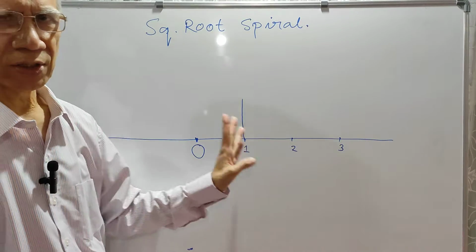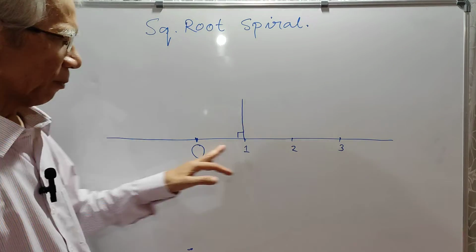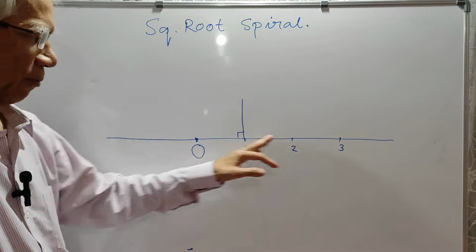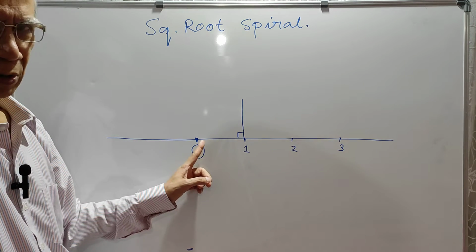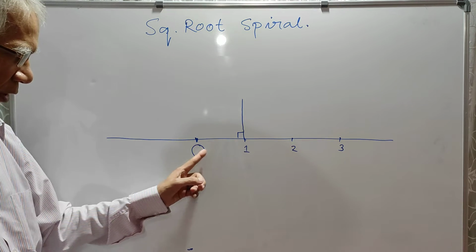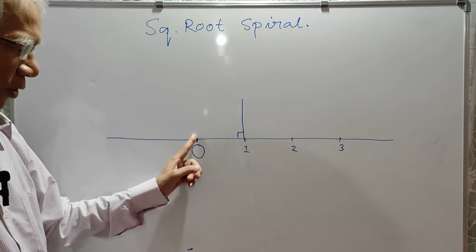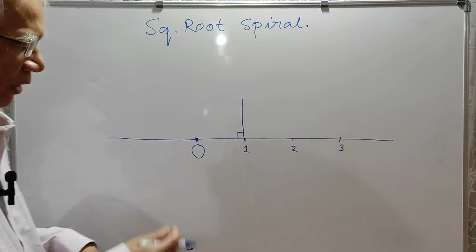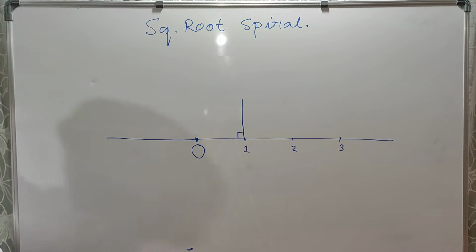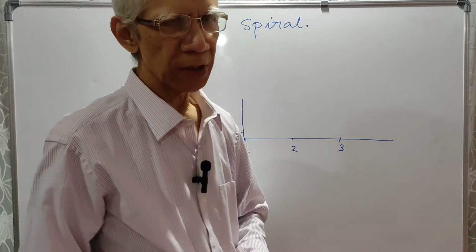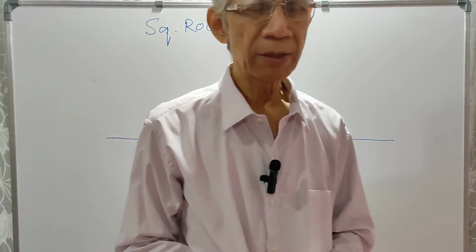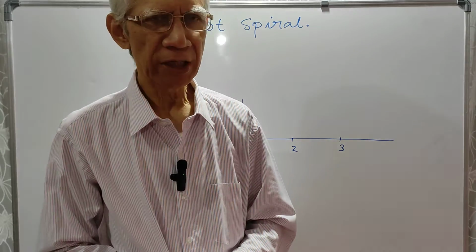Now let us draw and see it. This is a number line. This is the position of 0. So I put here 0 or O. You can call it 0 or O. On the right side all positive, on the left side all negative. Now suppose the question is to find the position of root 2, the irrational number root 2.